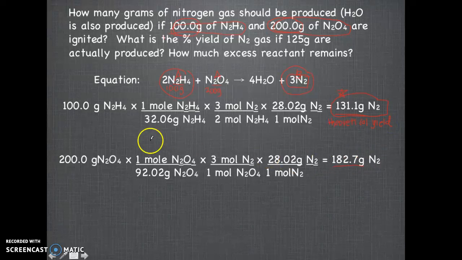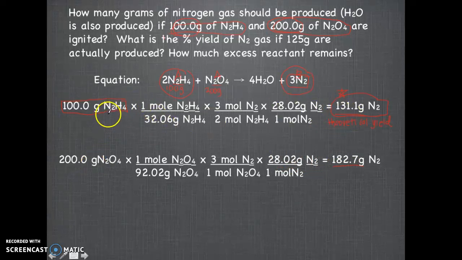Okay, here's what this means. My 100 grams of N2H4 here is going to limit how much nitrogen gas I could really make. We're only able to make 131 grams of nitrogen. And if we had 200 grams of N2O4, it says that we can make 182.7 grams of nitrogen right here. But it's always the smaller number of the two. So we're really going to make 131.